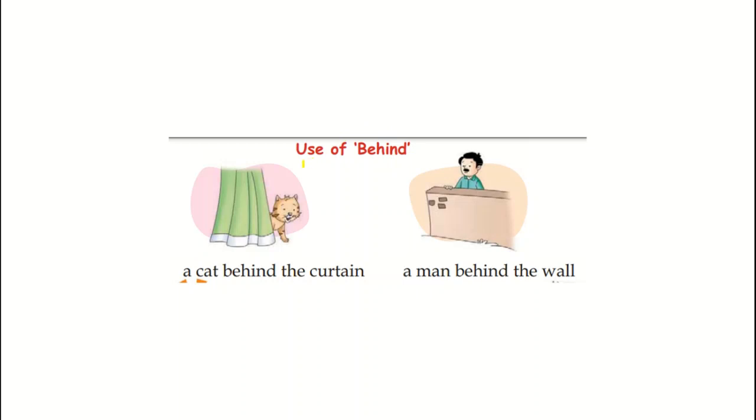Use of behind. Look at the pictures and read the sentence. A cat behind the curtain. Where is the cat? A cat behind the curtain. A man behind the wall. Where is the man? A man behind the wall. So here, the position of the cat and the position of the man is behind. So we have used the position word or preposition behind.